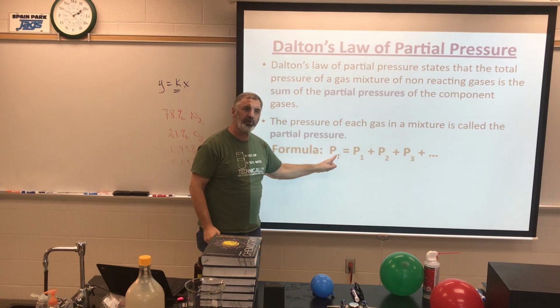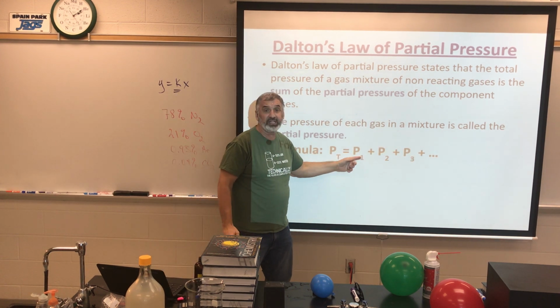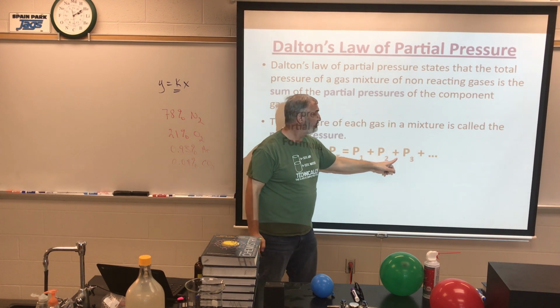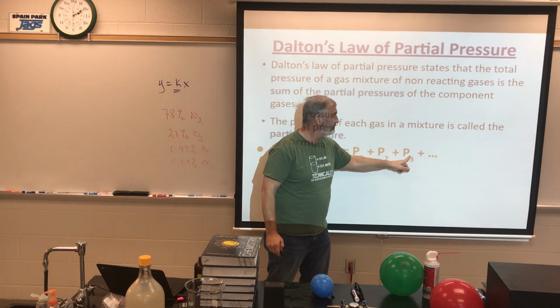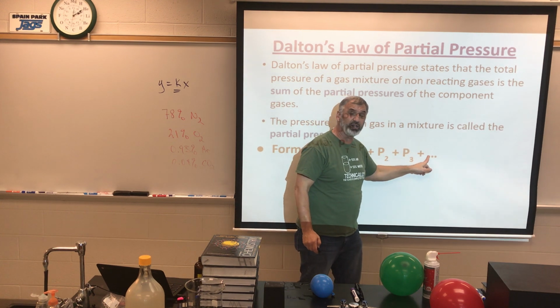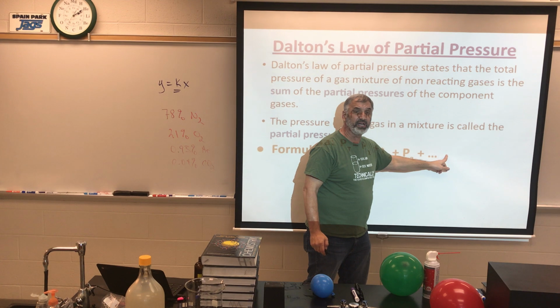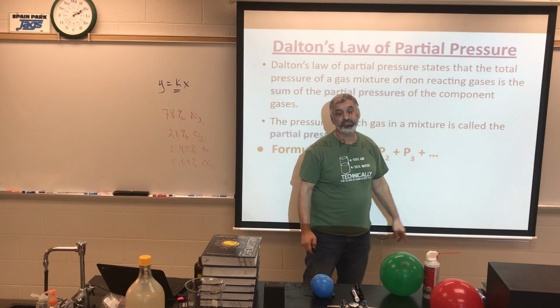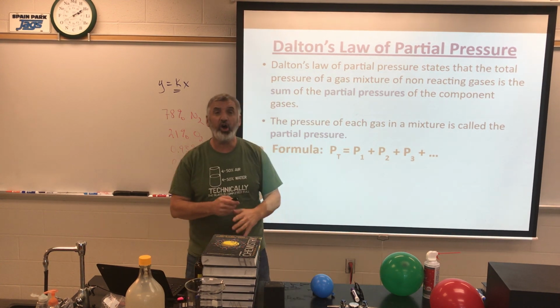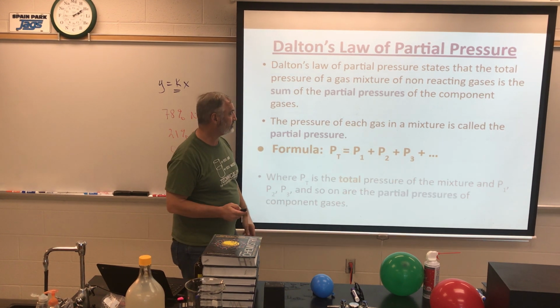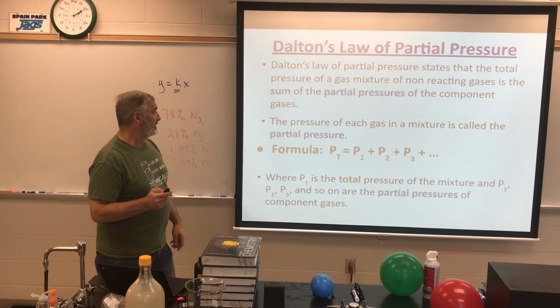So when we talk about the total pressure, it's the pressure exerted, like in the air, by the nitrogen, plus the pressure exerted by the oxygen, plus the pressure exerted by the argon, plus the pressure exerted by the carbon dioxide, and then the pressure exerted by anything else that happens to be in the air. Okay? All together, that adds up to my 1 atmosphere of pressure.